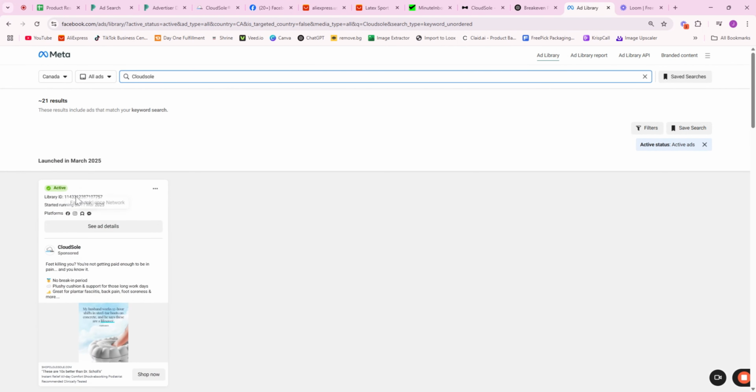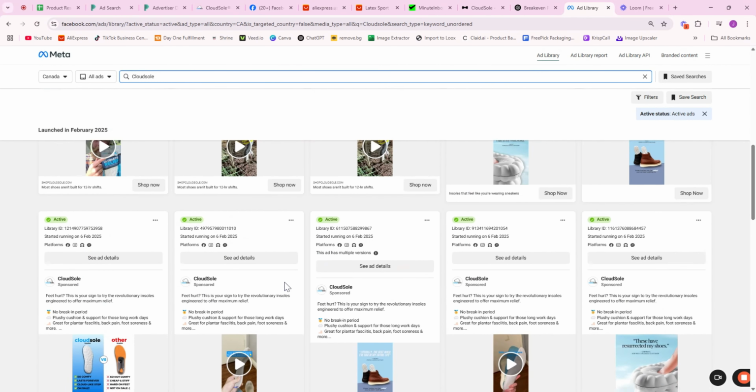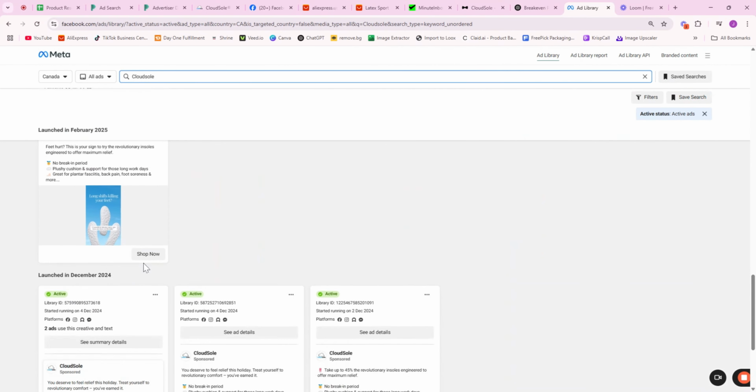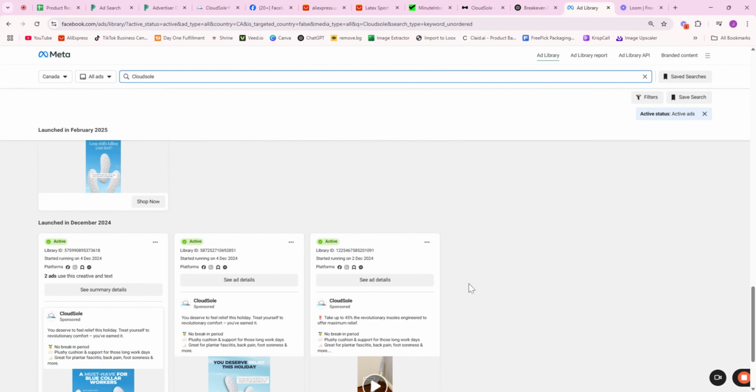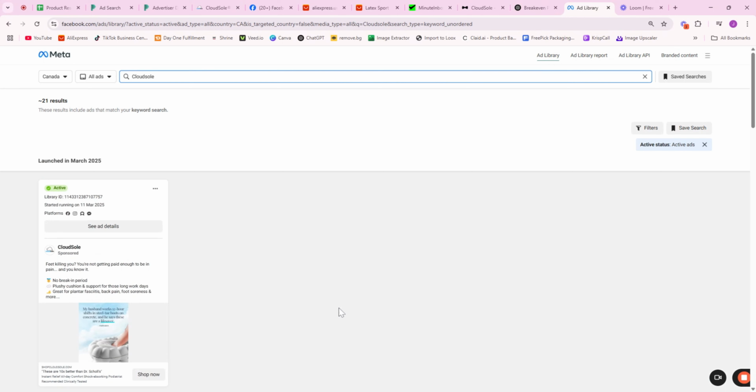We can see here the launch in March. There's one ad launched in March, 5, 10, 15, 16 ads launched in Feb only, and then 3 ads launched in December that are still active. So much less in Canada. We can definitely target Canada.